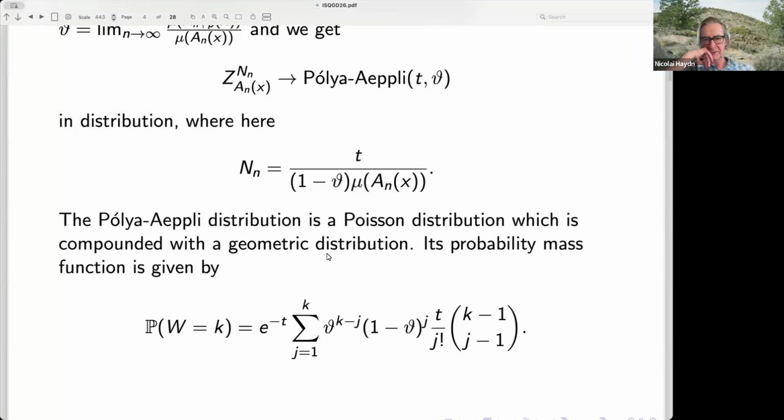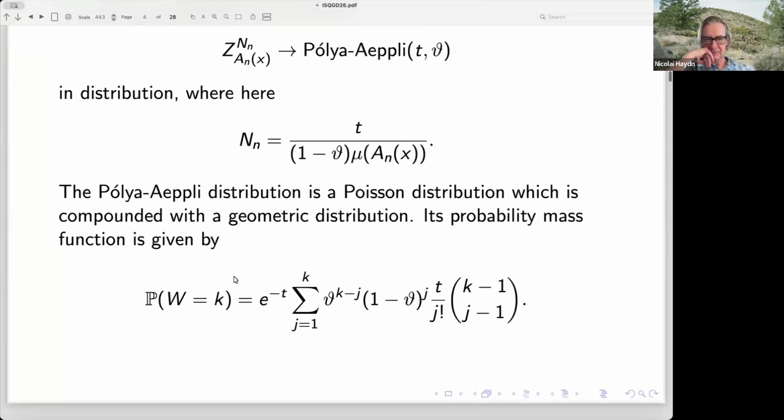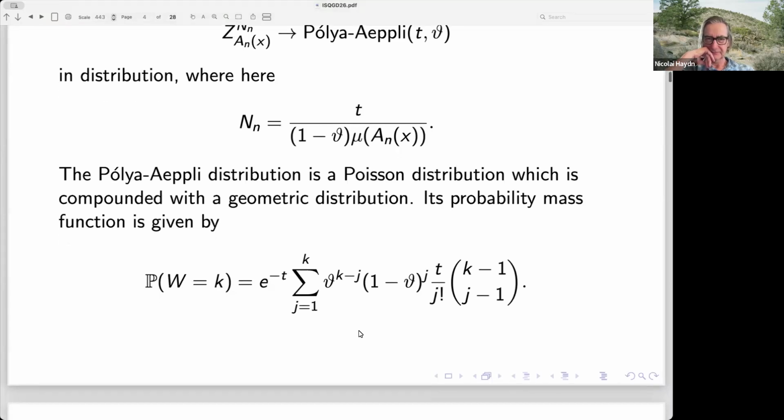Well, one can write down for Polya-Aeppli what these distributions are in explicit form. So that's what it turns out to be. It turns out to be this formula. For theta equal to 0, there's only one surviving term in this sum here, which gives you Poisson, of course.